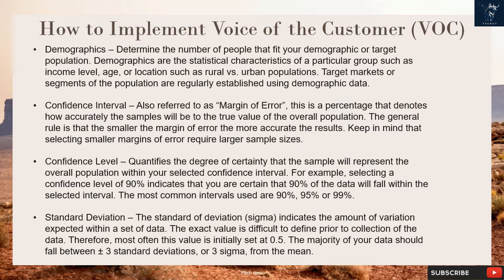Standard deviation. The standard deviation, sigma, indicates the amount of variation expected within a set of data. The exact value is difficult to define prior to collection of the data. Therefore, most often this value is initially set at 0.5. The majority of your data should fall between plus or minus 3 standard deviations, or 3 sigma, from the mean.